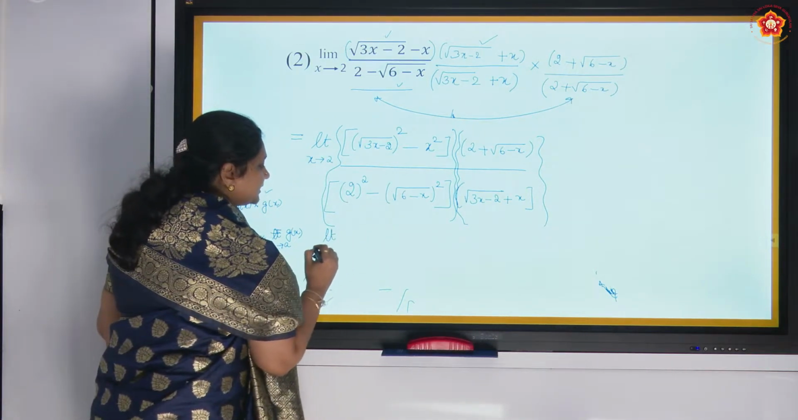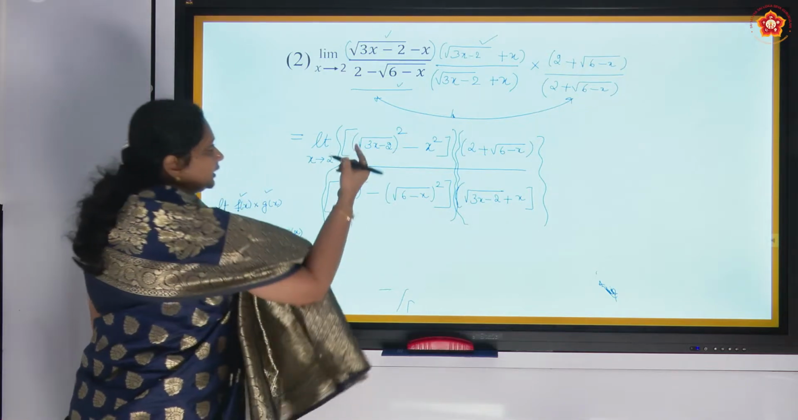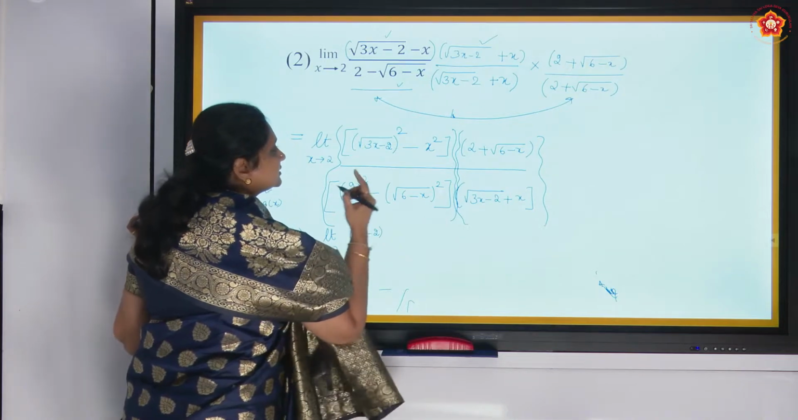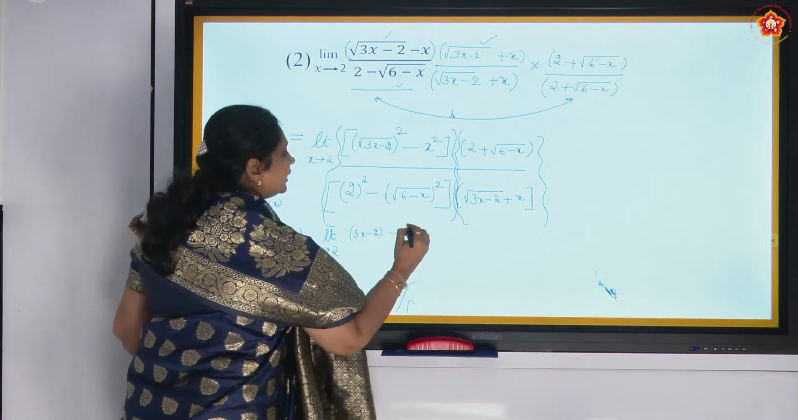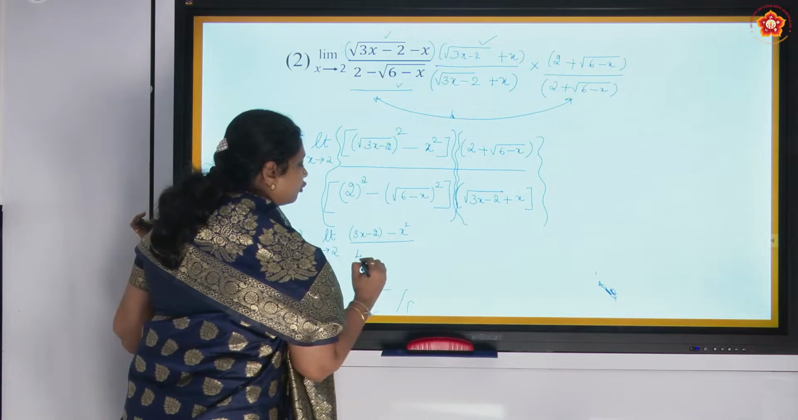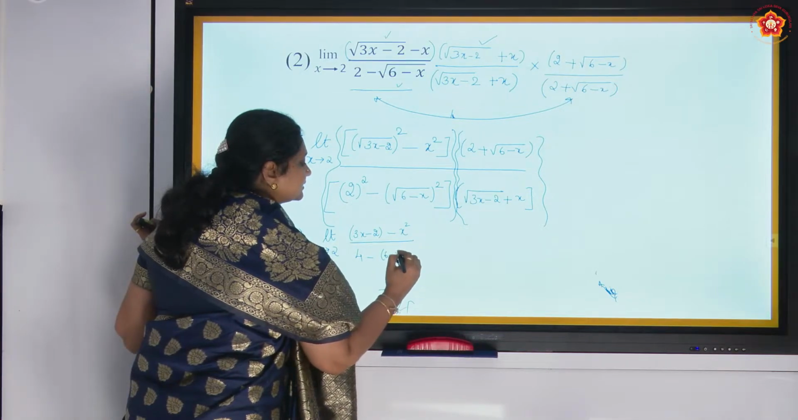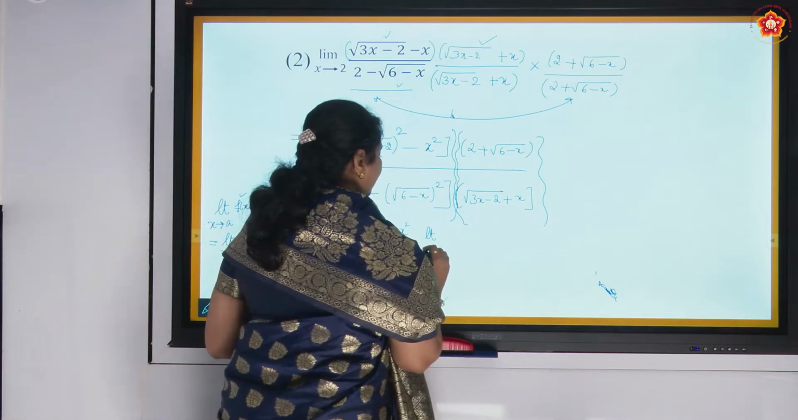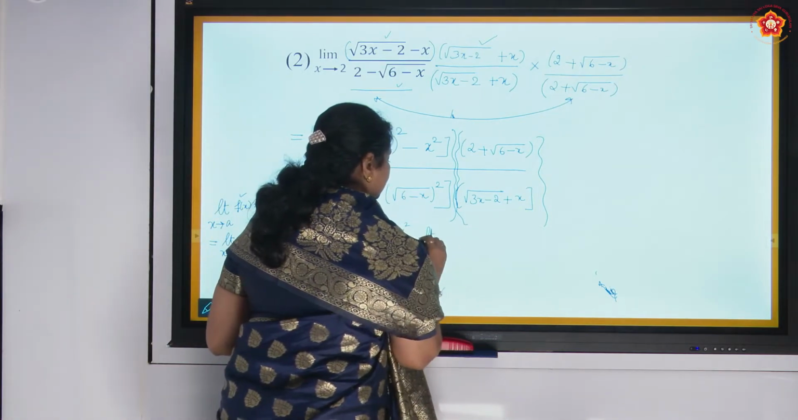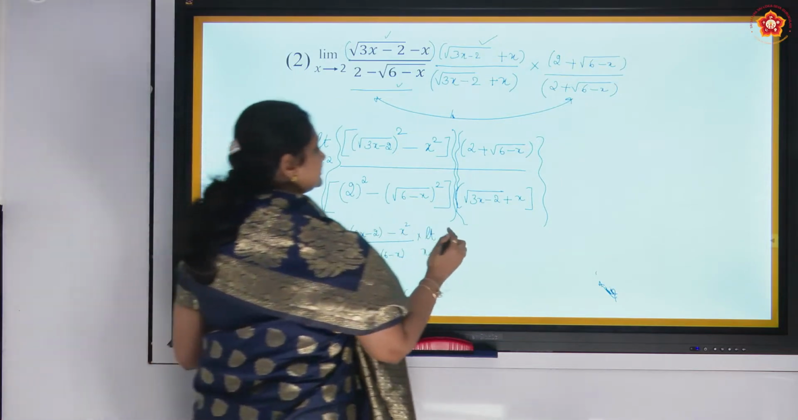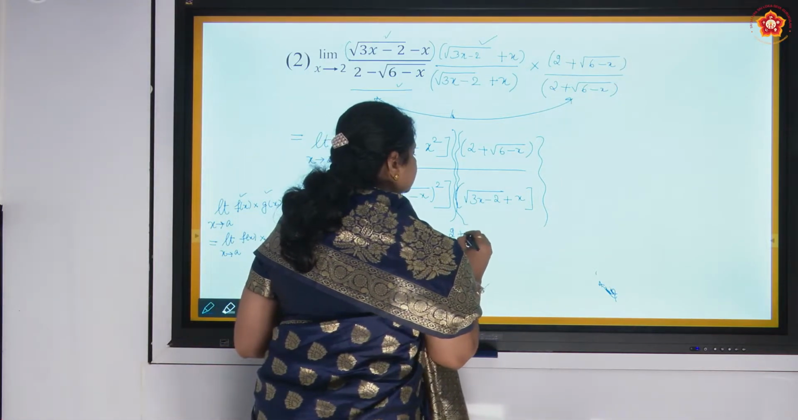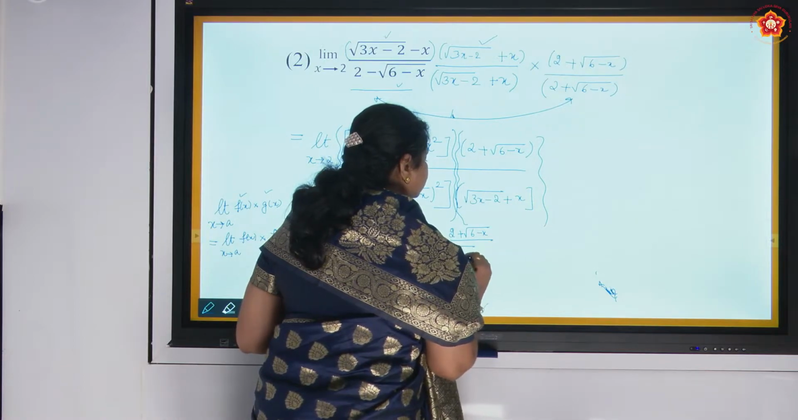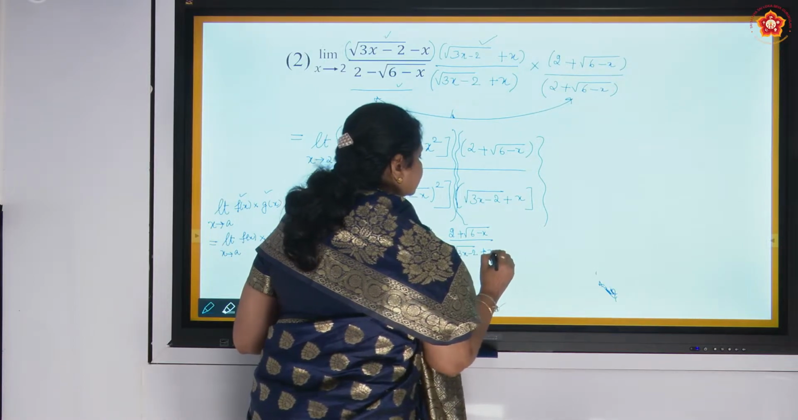So, this becomes limit x tending to 2, this is 3x minus 2. When it's squared, the square root gets nullified, minus x square divided by 4 minus 6 minus x. Okay. Now, the second part of the function comes into play. Now, I have limit x tending to 2 into, so I am just separating this with the limits, 2 plus root of 6 minus x by root of 3x minus 2 plus x.